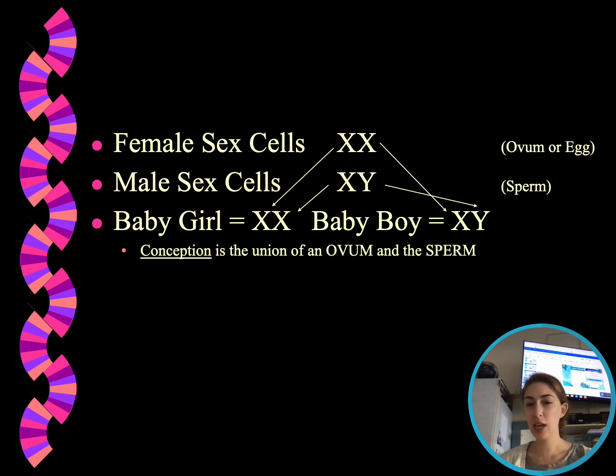Now, conception is when you take that egg and you take a sperm, so you take the mommy cell and the daddy cell to make a baby cell. Okay. If you have any questions about that, I'm sorry, you have to wait until 7th grade, or you can ask your parents.